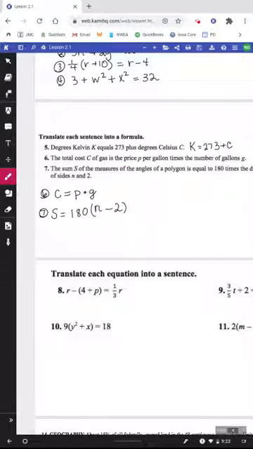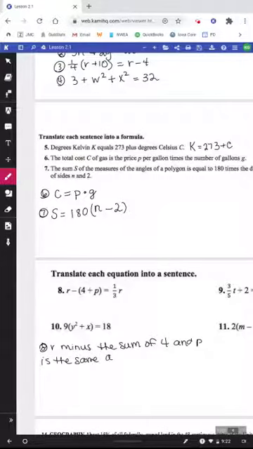Okay, so now on this side, we're going the opposite way. They're giving us the equation, and we have to write the sentence. So for number 8, I would say R minus the sum of 4 and P is the same as 1/3 times R. Again, there's a bunch of different ways to write these. This is just like the general one that I have.